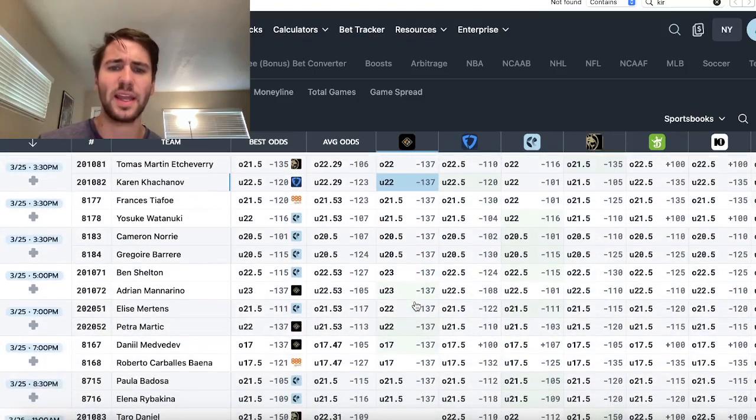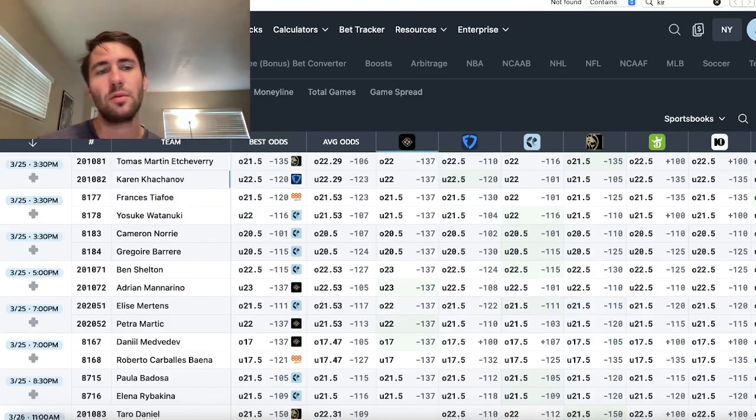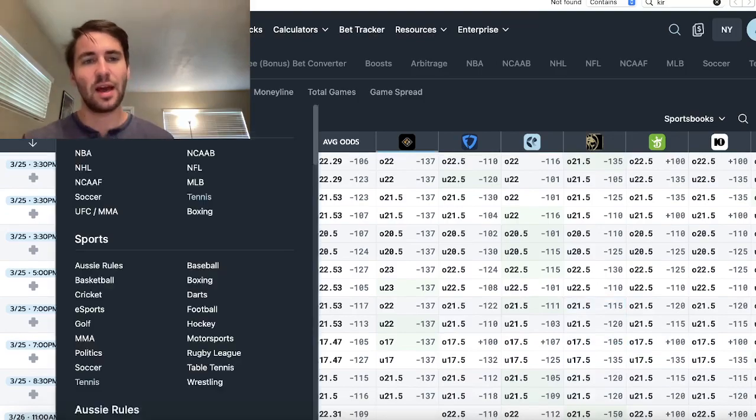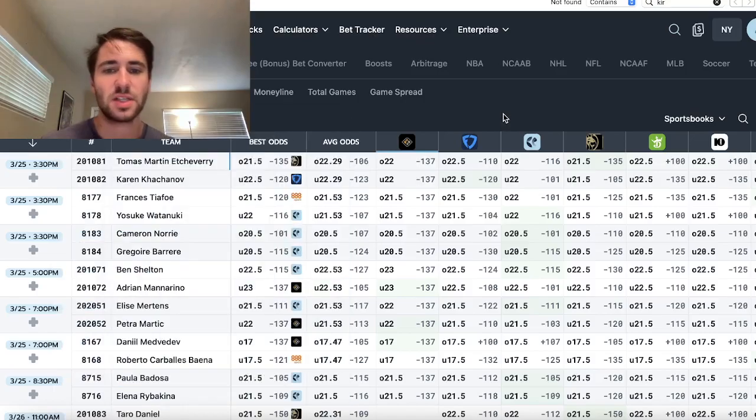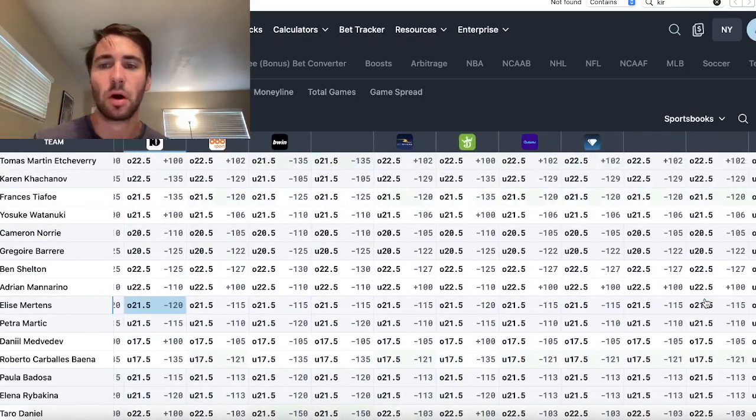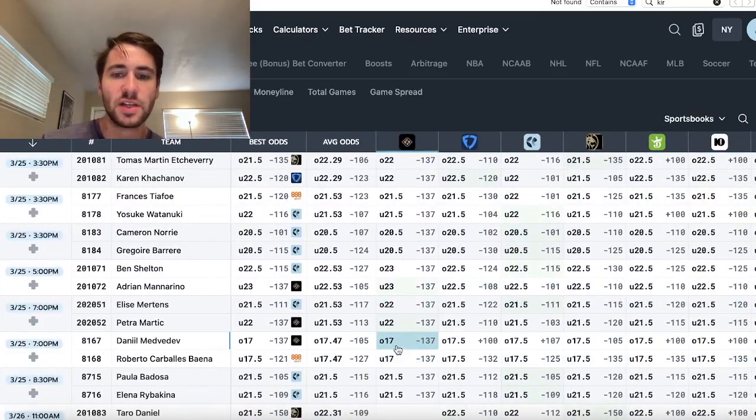Essentially the way I use it is I look for big line discrepancies between PrizePicks and the sportsbooks, right? So you can look at tennis, any league you want to. You can also look at any market you want to. So it's just millions of odds updating across the market in real time. And I look for discrepancies.